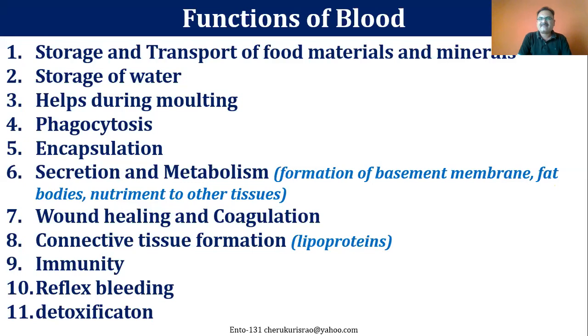And another mechanism is encapsulation. If the microorganism or some waste material is bigger in size and cannot be phagocytosed, then in that case four or five cells come together and surround this waste material or microorganism so that it gets killed. And they also have a wonderful role through secretion and metabolism. And the blood cells have a very, very important role in the formation of the basement membrane.